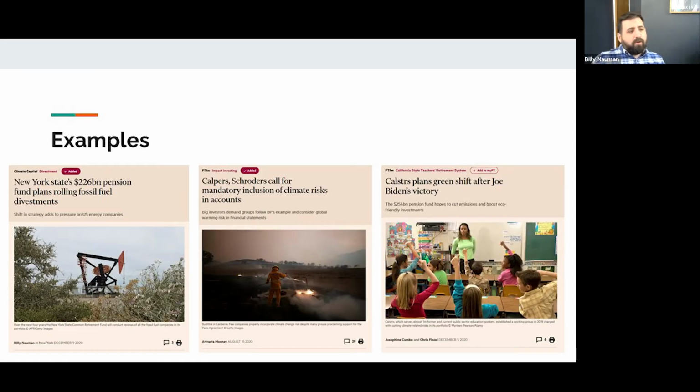Some examples of that, we've reported on quite a few of these. New York State pension divesting from fossil fuels. They've got a program in place where they're analyzing all of the fossil fuel holdings they have and cutting out ones that they have determined are not going to be well positioned for transition to clean energy. CalPERS and Schroders calling for mandatory climate risk inclusion in company accounting. And then CalSTRS, another one here, they're doing a lot. They just struck a big deal with BlackRock to roll out this new carbon aware ETF. I forget the exact title of it.